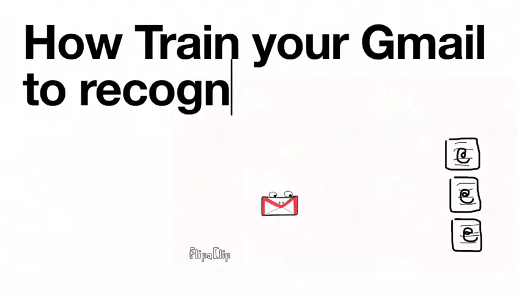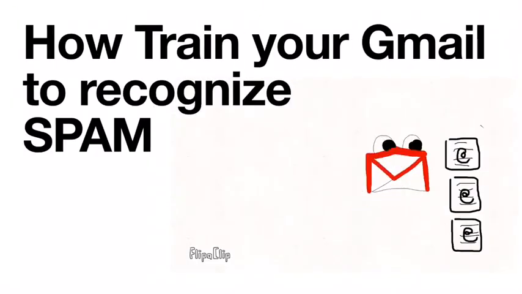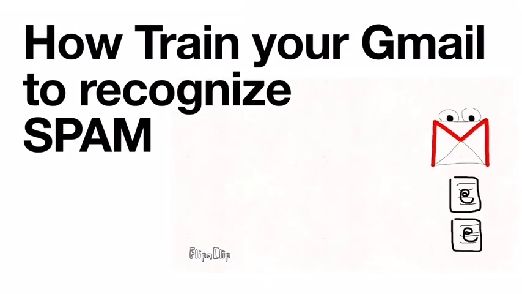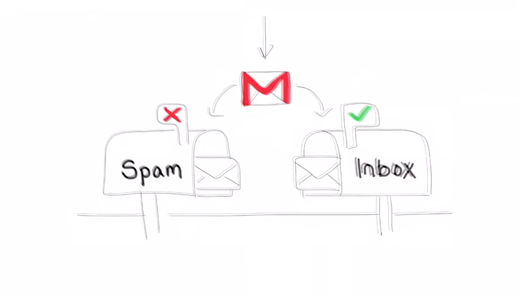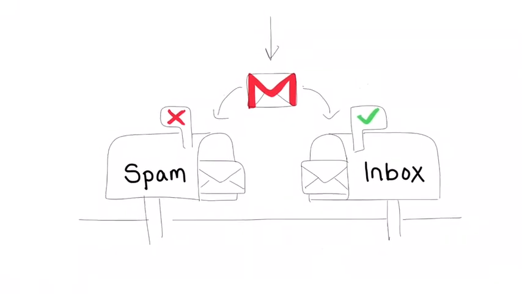One thing you can do to get rid of spam is to train Gmail to recognize email that may be unwanted. I'm going to show you how to report spam. Reporting an email as spam teaches your Gmail what kind of email you do not want to see.